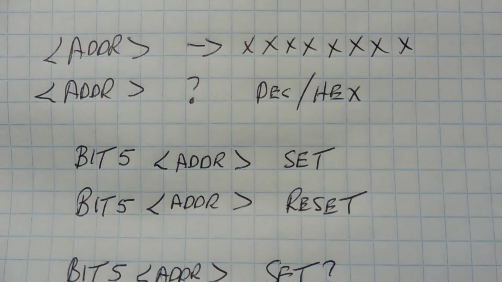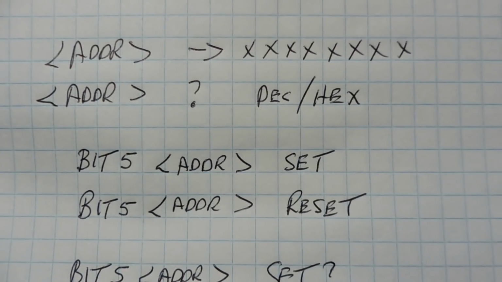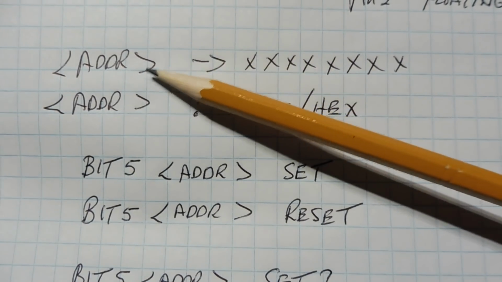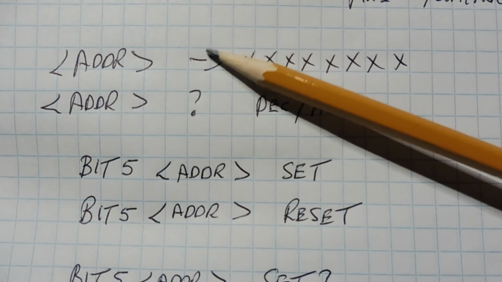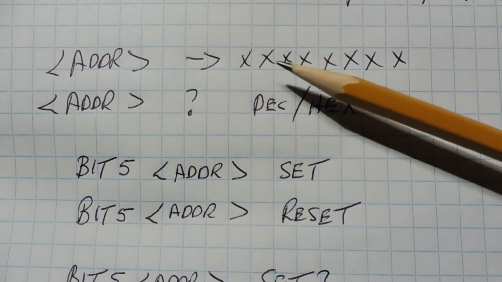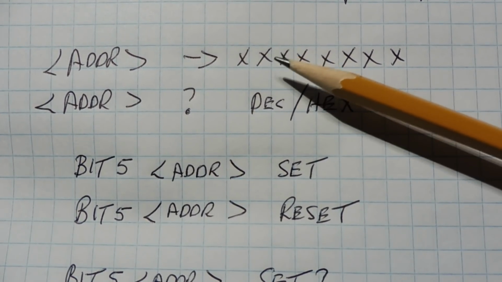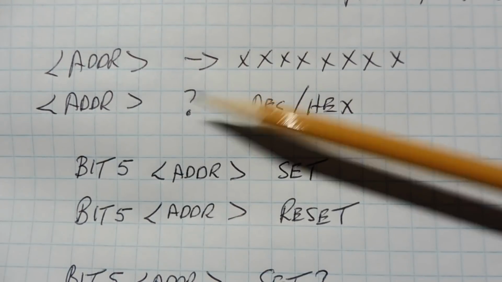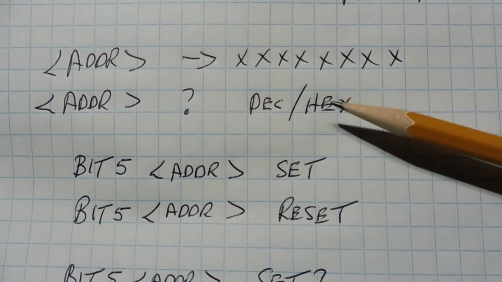Okay, here are the commands that I use to read or write to the configuration registers interactively. I type on the keyboard the address, then do a right arrow, so that's a negative sign and a greater than sign, and it'll return back the value in the configuration register in binary. Or I could type the address and do a question mark, and it'll return it in either decimal or hex.